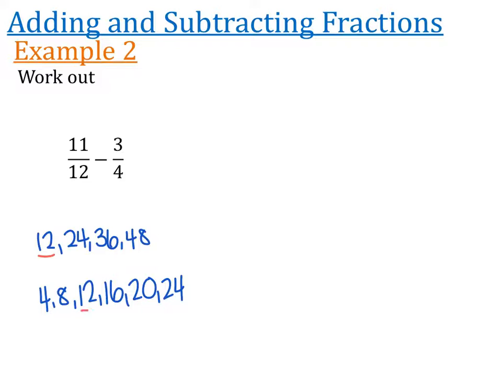Let's see if they've got anything in common. I can see 12. I can also see 24. Now, you can actually use 12 or 24, but I would recommend that you use 12. I would always recommend that you use the lowest common multiple. So we're going to make two new fractions, and they're both going to be out of 12. And then after that, we can subtract them.